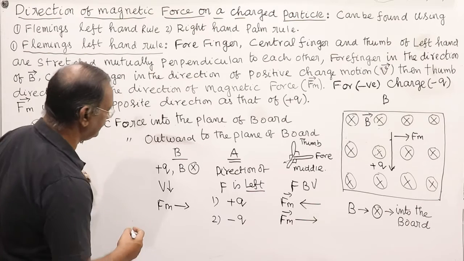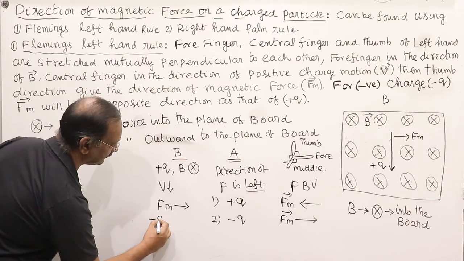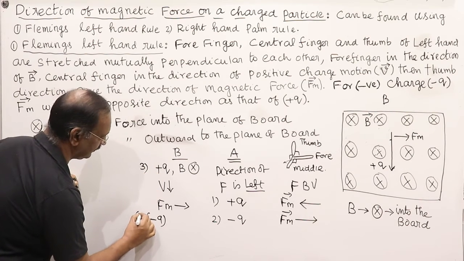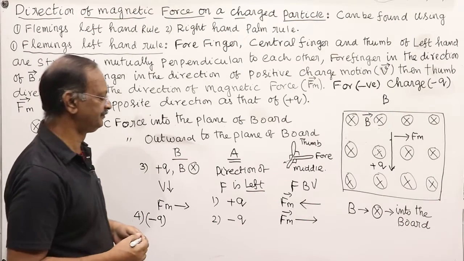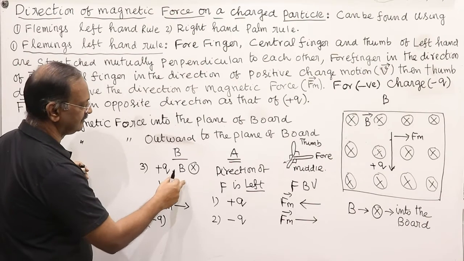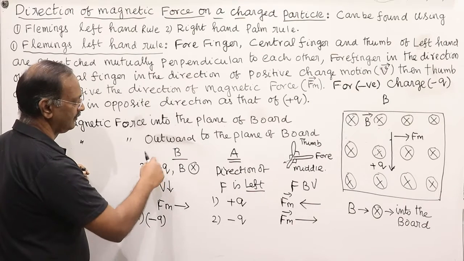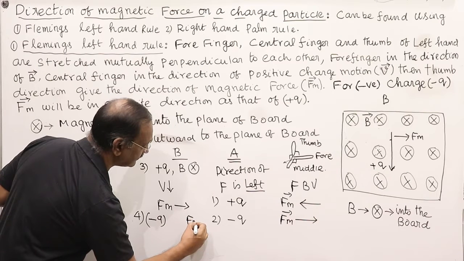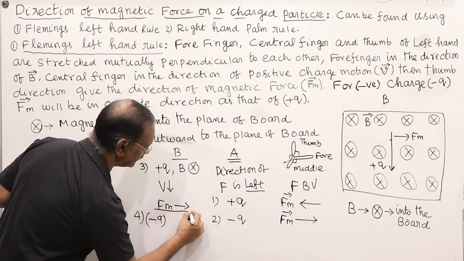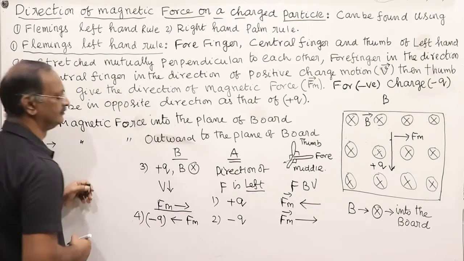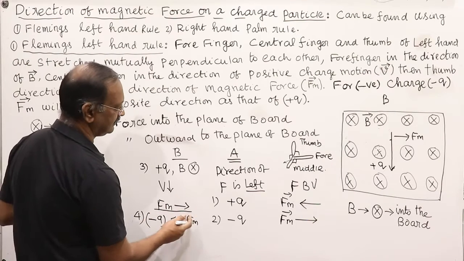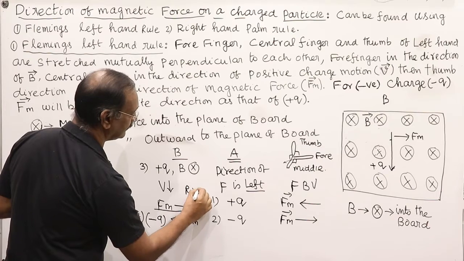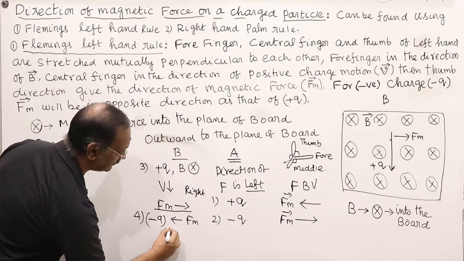So if it is negative charge, suppose we use negative charge with the same condition. Exactly, because these conditions are same, only the charge is changed. Exactly, Fm will be in the direction opposite to this one. That is, this is towards right and this will be towards left.